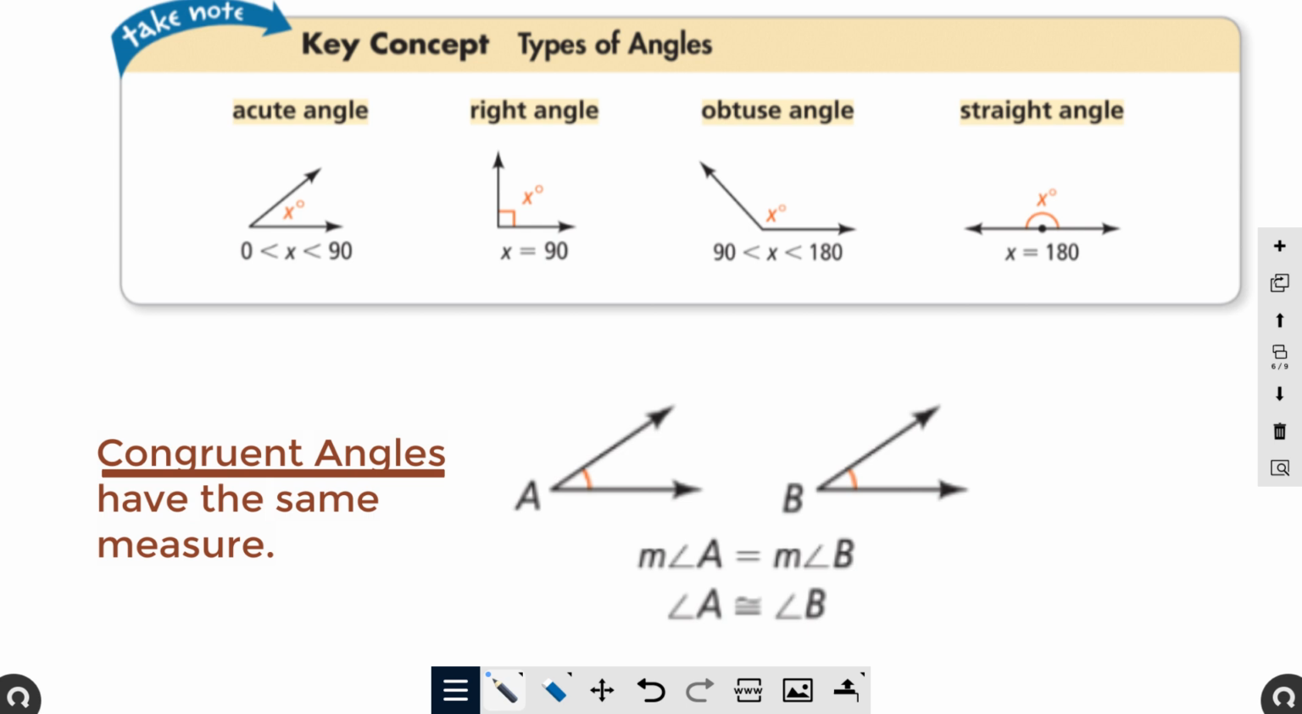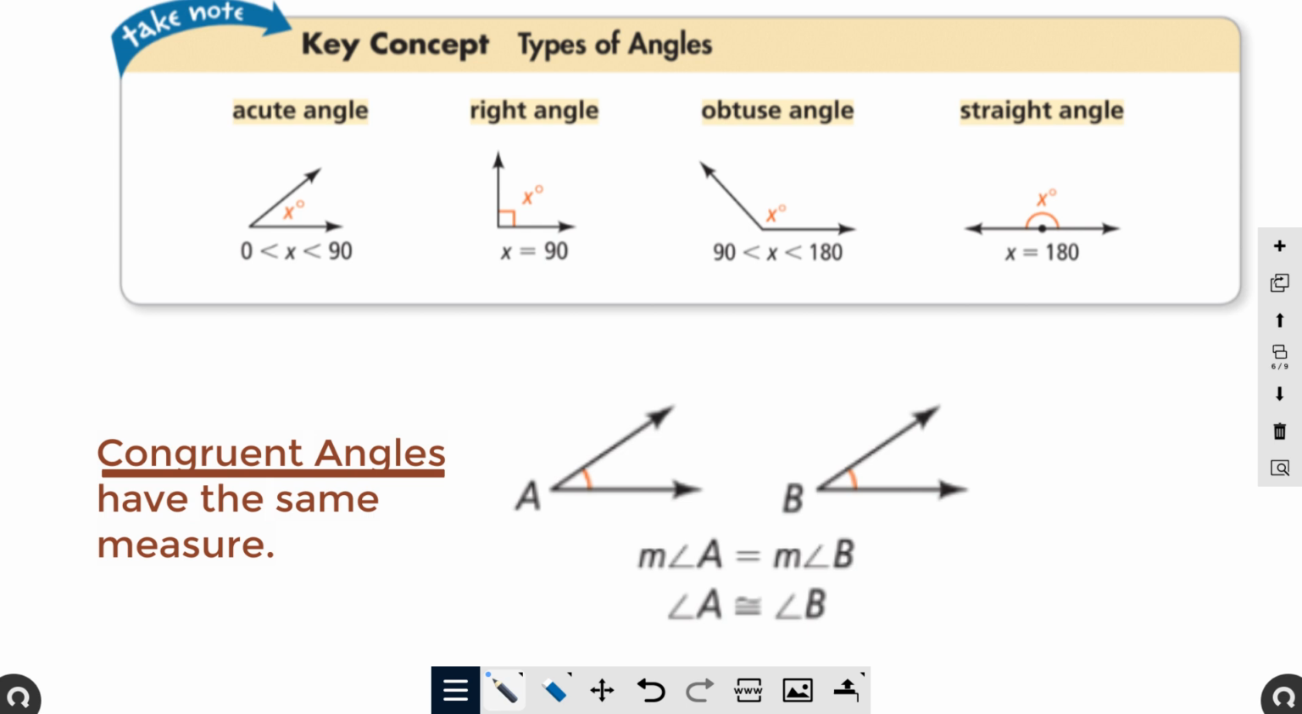Okay. What's an obtuse angle? More than 90, but less than 180. And I don't know if we do more than 180 too much in Math 2, but you will in Math 3. So an obtuse angle is more than 90, but less than 180. And a straight angle is one that equals 180 because it makes a straight line. So anything that makes a straight line would end up being 180 degrees.